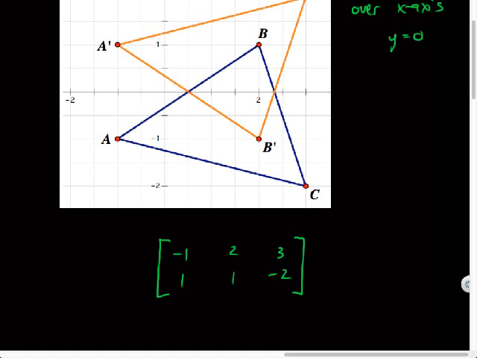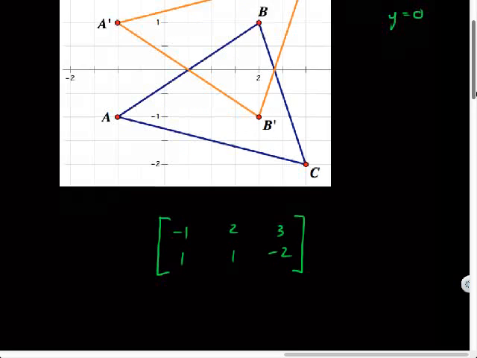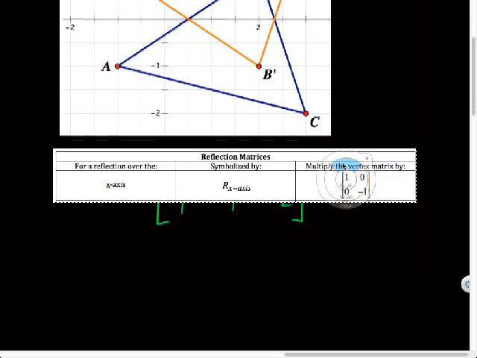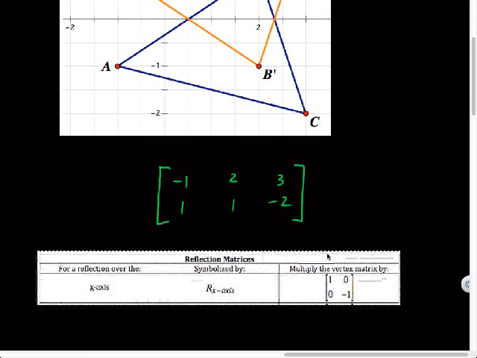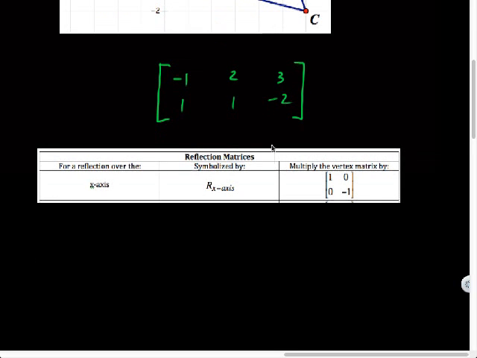Now I've given you this little chart already, a series of matrices, and this is what the top of that chart looks like. If you want to reflect over the x-axis, there's a reflection matrix, and if I multiply the vertex matrix by it, it's going to give me the new coordinates of my image that are reflected over the x-axis. So this is the matrix that I'm going to multiply this by.